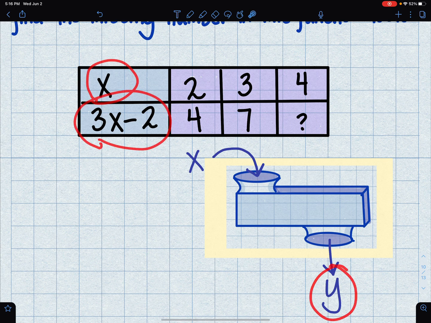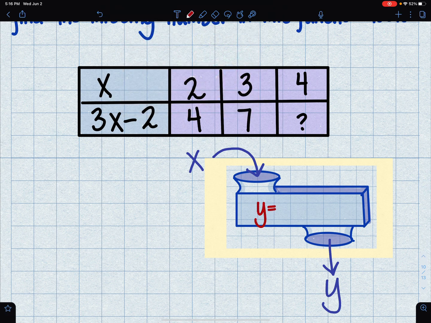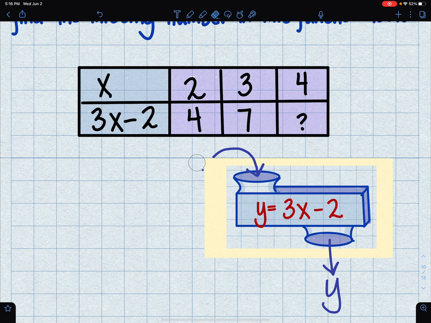So y is going to be equal to 3x minus 2. Let's make sure that that makes sense with all of the numbers that they gave us. Okay, so let's start with this 2. They gave us a 2. So if we change this x to a 2 and plug in 2, 3 times 2 is 6 minus 2. That would mean y is equal to 4. That's what the machine would spit out. So if we put in a 2, the machine will spit out a 4.